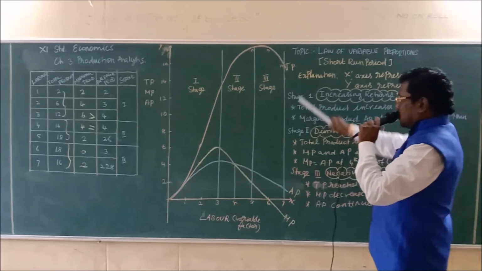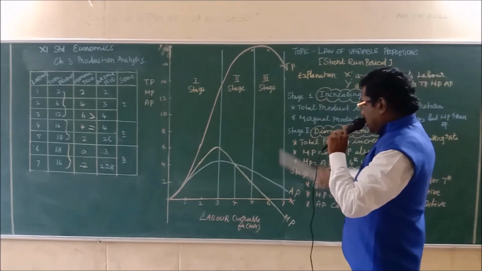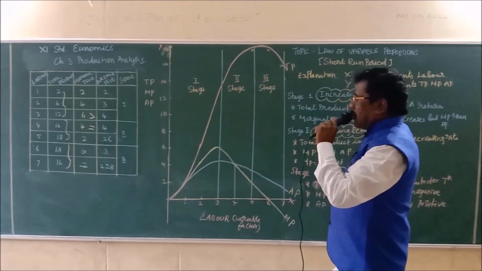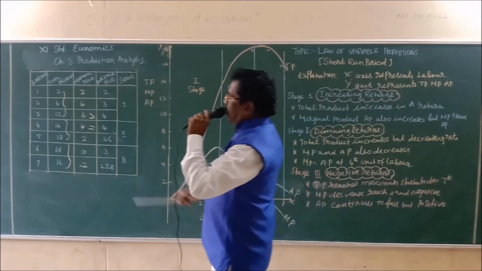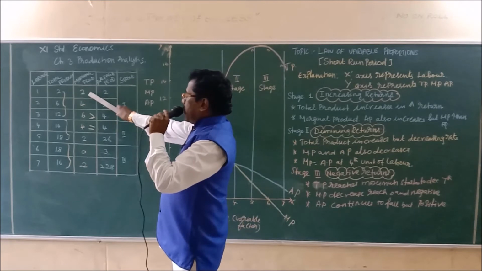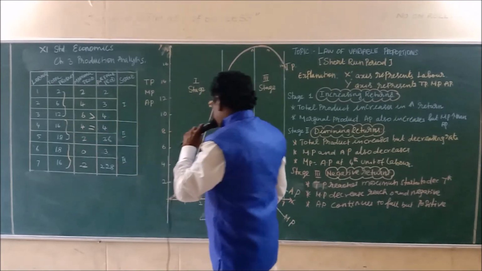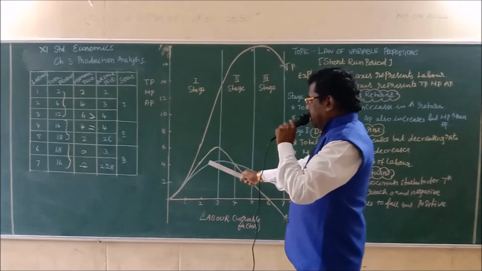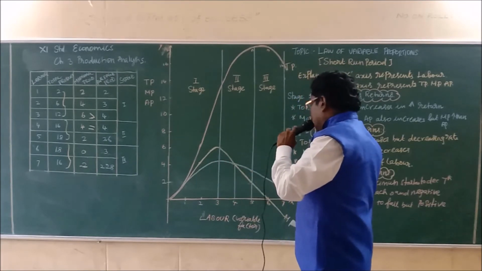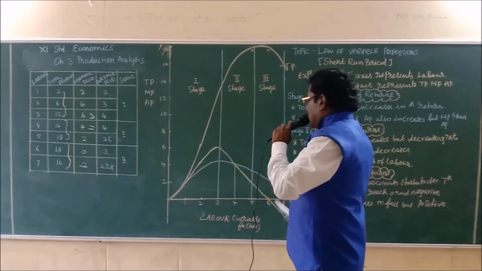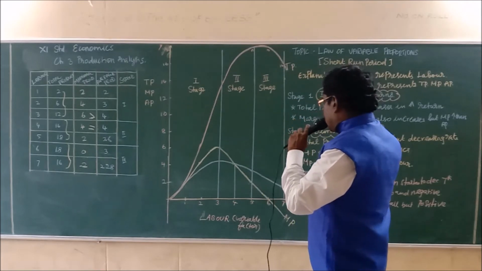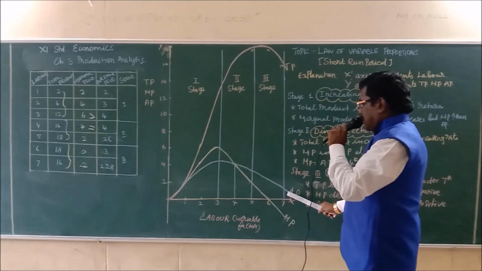So total production power. Now marginal production. Marginal production represents 1 unit of labor, 2 units of production, 2, 4 units, like that. When you connect all the points, you may get the marginal production curve like this. Then the average production curve is also drawn like this.